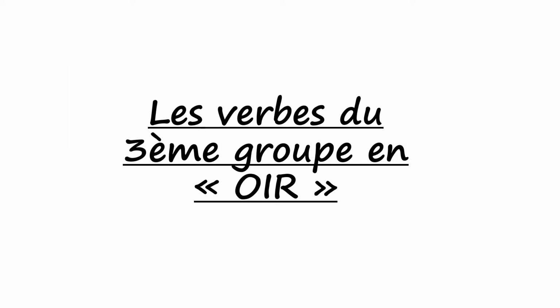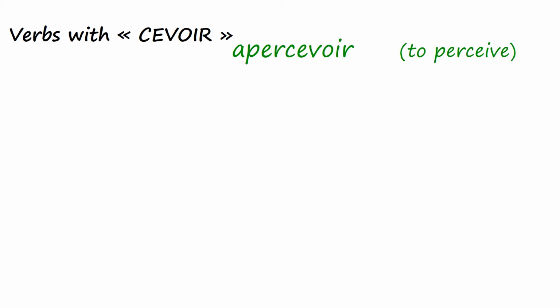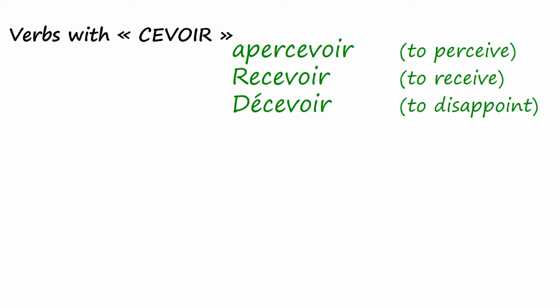So we see the verbs of the OIR group. The first category, the verbs which are ending in CEVOIR, cevoir verbs. I am giving you some examples: apercevoir, recevoir, and décevoir. These verbs have one certain rule to conjugate them. So you see here, for je, tu, il, elle singular and ils, elles plural.